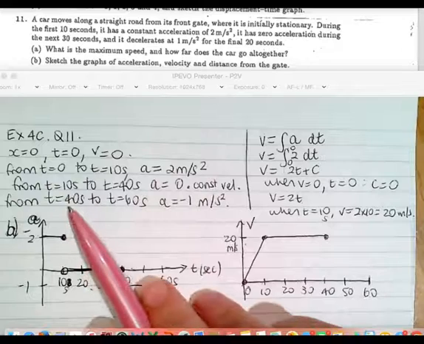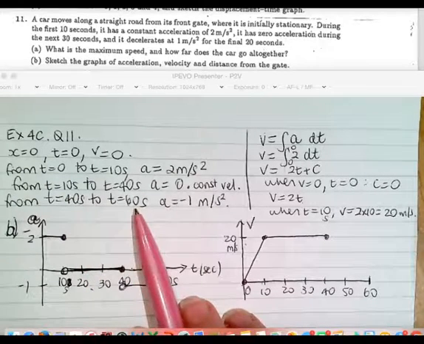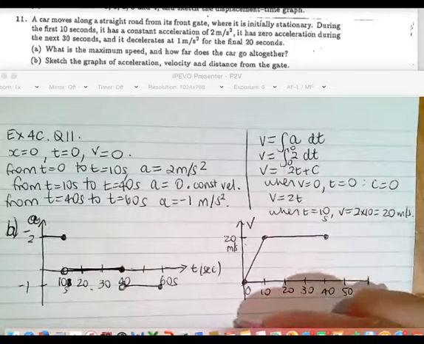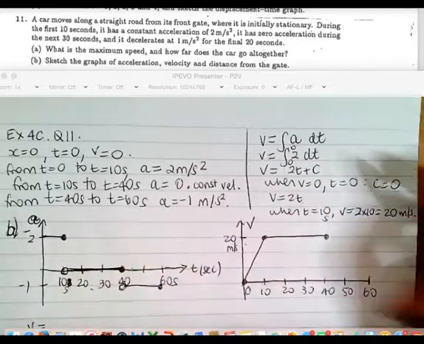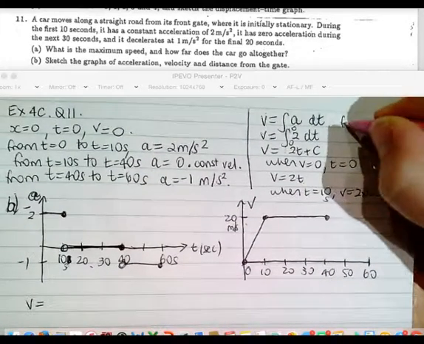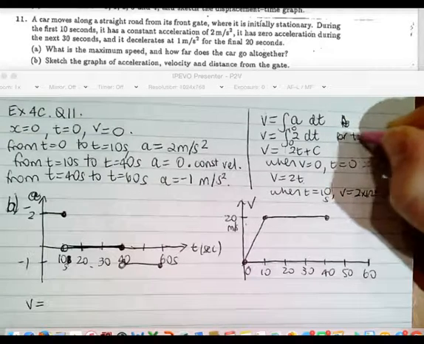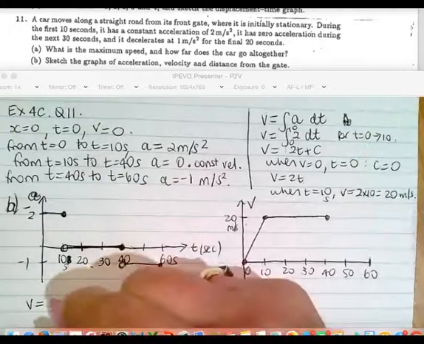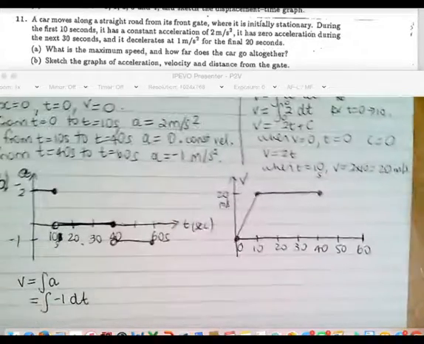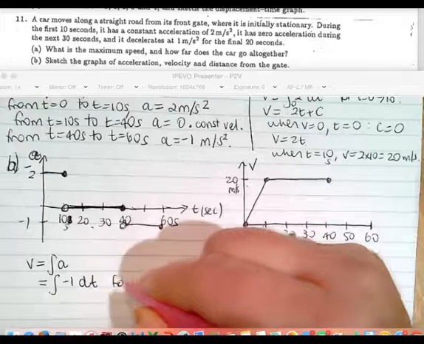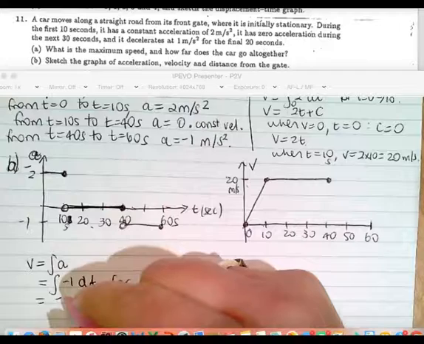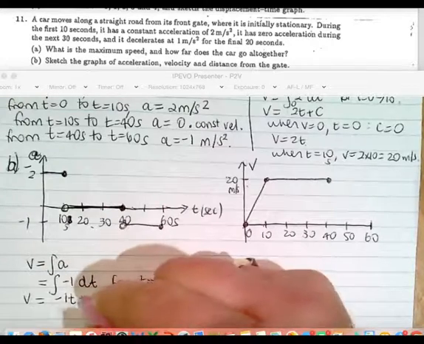Now from time equals 40 to time equals 60, we've got an acceleration of -1 meter per second squared. I'm going to do a similar thing here, but we'll be integrating something different this time. Velocity is the integral of acceleration, which is the integral of -1 dt, and that will be the velocity curve for t equals 40 through to 60 seconds. So therefore it's -t plus c.